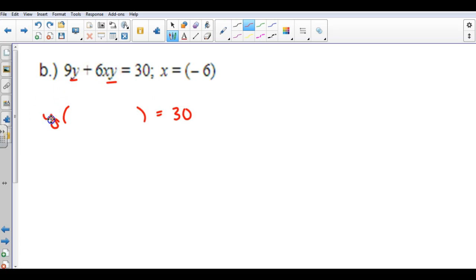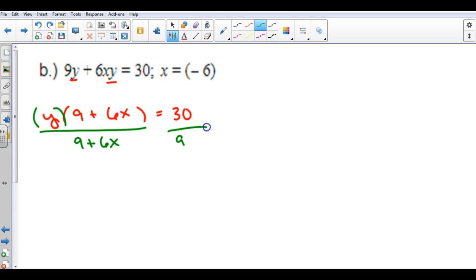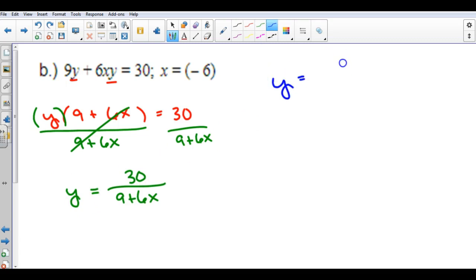So if I take 9y divided by y, I get 9, and if I take 6xy divided by y, I get 6x. So now the y is on the outside, and the y is being multiplied by the 9 plus 6x. So if I want to get the y by itself, all I have to do is divide both sides by 9 plus 6x. And this quantity goes away, and I now have y equals 30 over 9 plus 6x. So the y is now by itself, and I can substitute my value of x in.